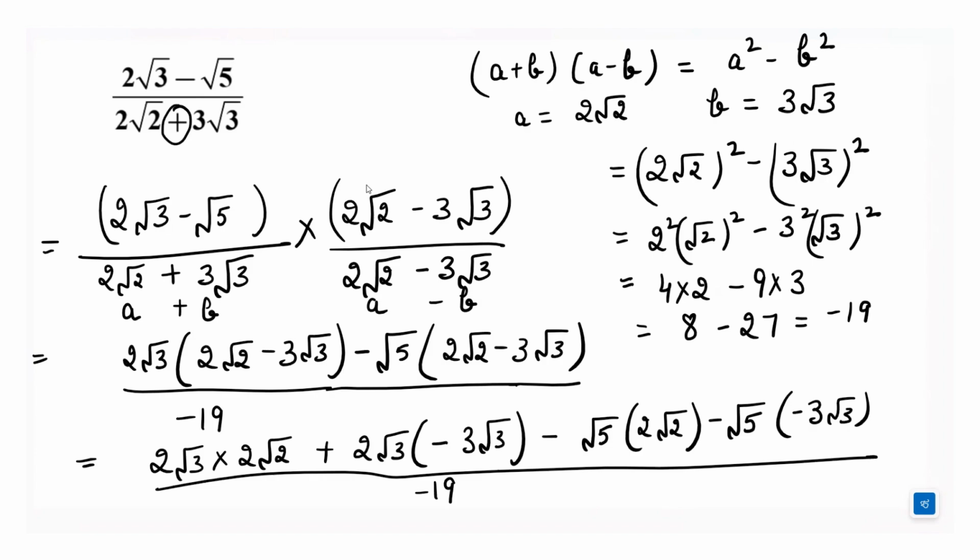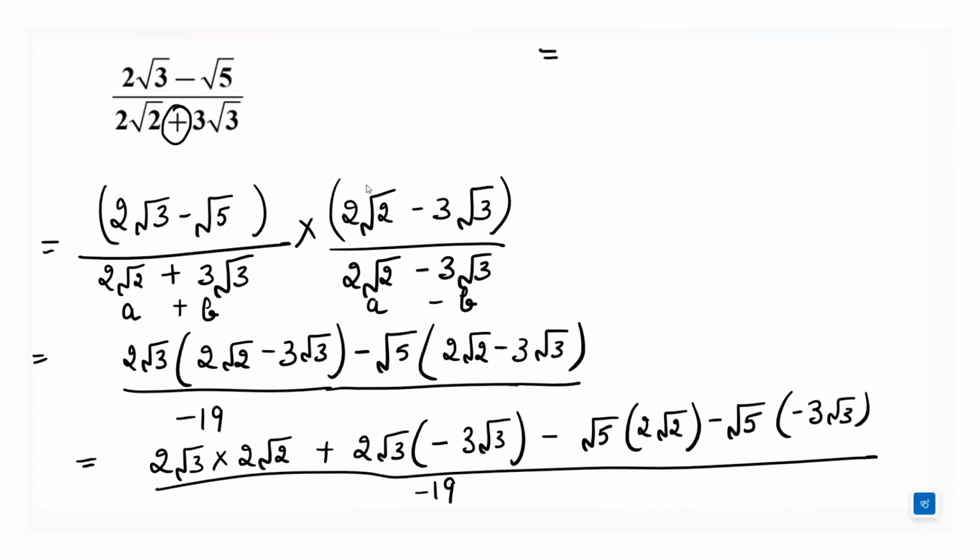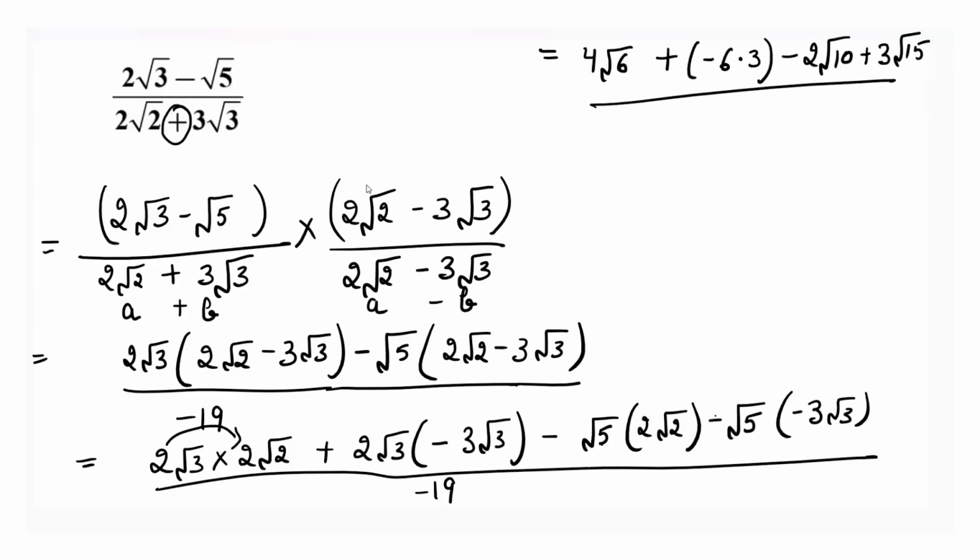Now we have to simplify it more by multiplying the values we are getting in the numerator place. So let's do it. If I multiply 2 with 2, I'll get 4. And when we multiply root 3 with root 2, we'll get root 6. Plus again 2 into negative 3 means negative 6. Root 3 into root 3 means 3. Then minus root 5 into root 2 we have to multiply, so that means it will be 2 root 10. Then minus into minus is plus. Then 3 root 15 over negative 19.